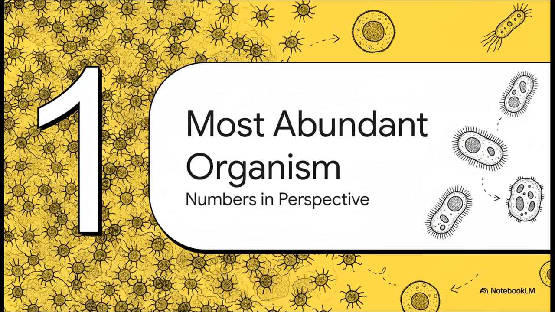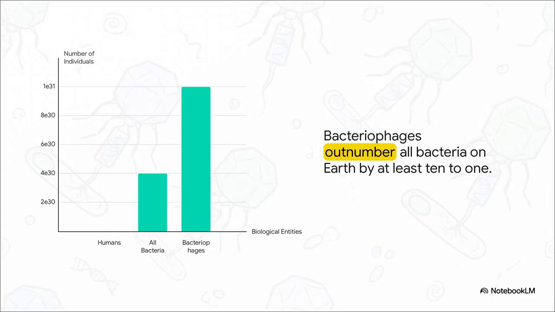Right, let's really put that number we saw earlier into perspective. It's one thing to say there are a lot of phages, but it's something else entirely to see how they stack up against, well, everything else. This chart says it all, doesn't it? I mean, look at the bar for humans. You can barely even see it.